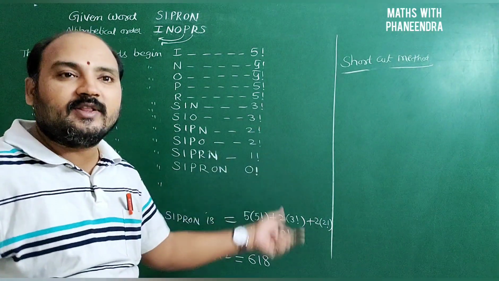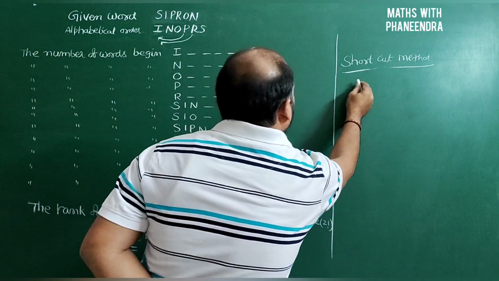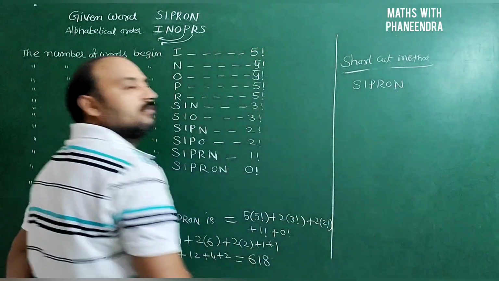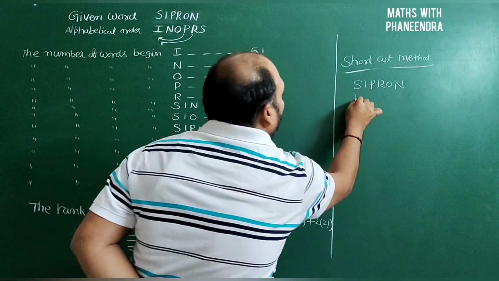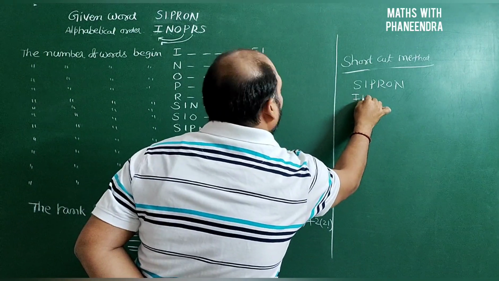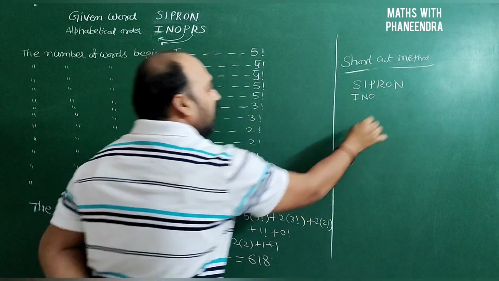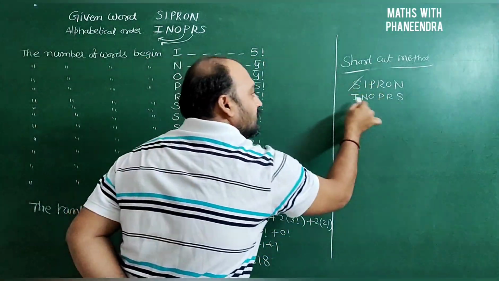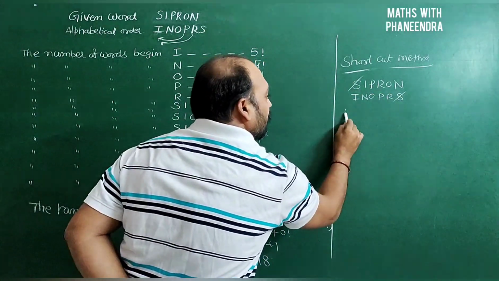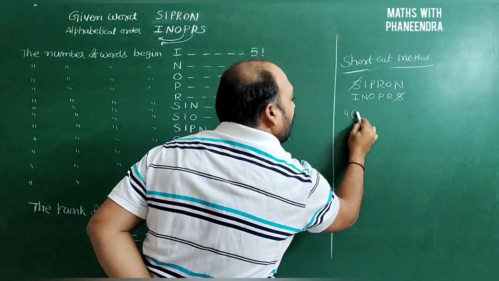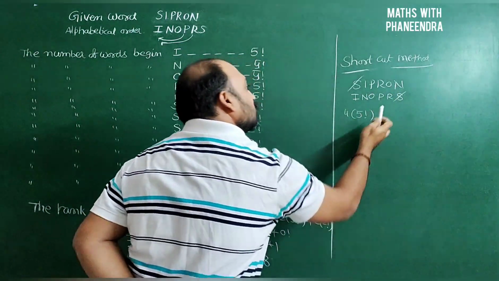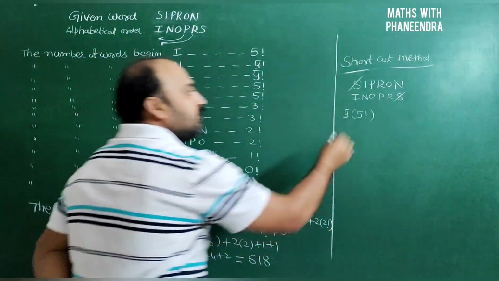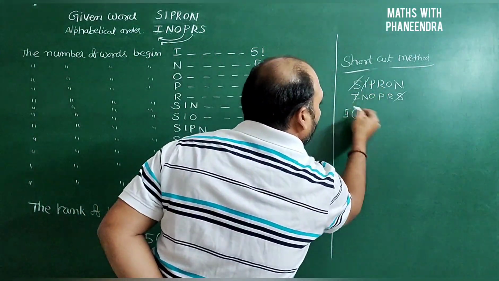618. We'll do it by the shortcut also. Cipron, the given word, arrange in alphabetical order: I, N, O, P, R, S. So here S you can cancel it. Here 4 are there. 4 into the remaining 5, 5 factorial. So here also 5 is there, sorry. 5 into 5 factorial. Next, I gets cancelled. Before that no one is there.